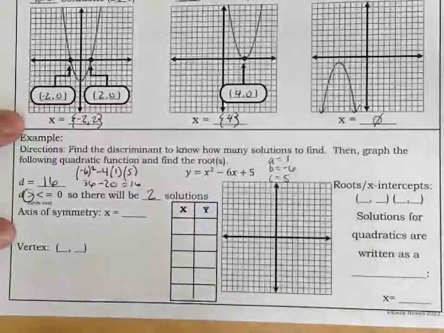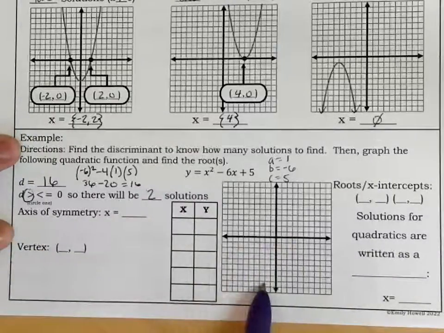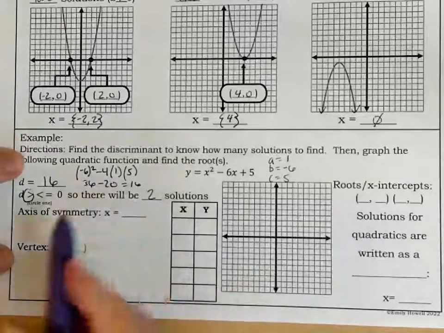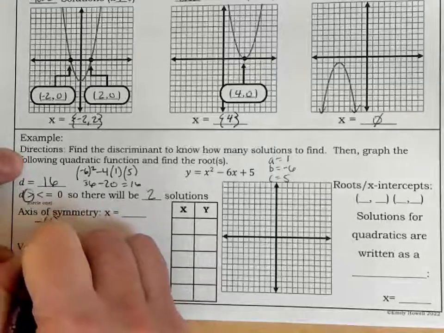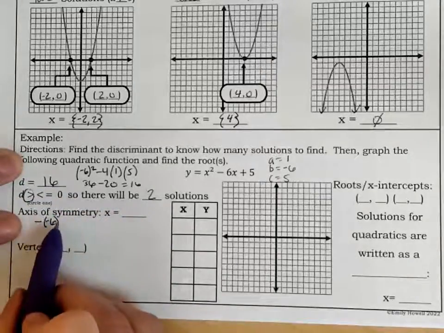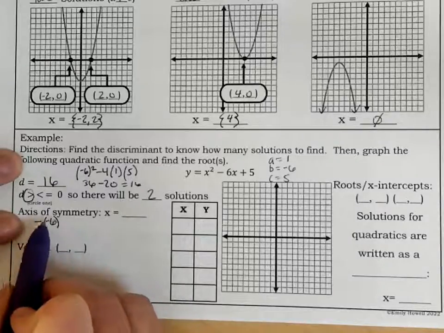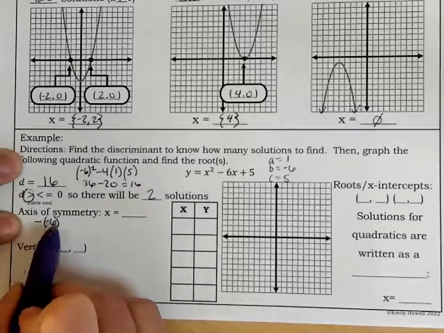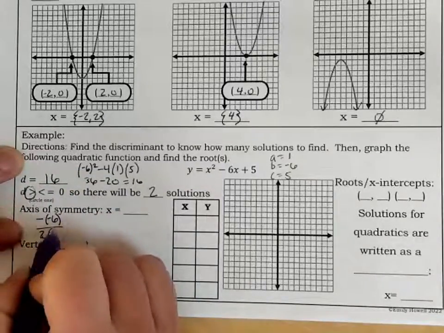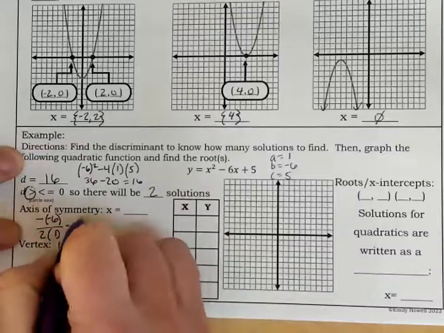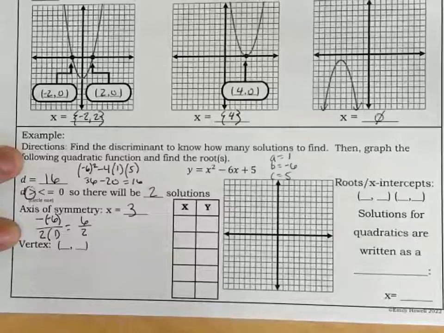Okay. So now we need to find our axis of symmetry and our vertex so that we can plot the points on our graph and graph this problem. So we're going to do the axis of symmetry. We have negative b, and our b value is negative 6. So remember, our value of b is negative 6, but the formula is negative b. So that negative here is from the formula. This negative is from the value of b. Divided by 2 times a. In this case, a is 1. So we end up with 6 divided by 2, which is 3. So our axis of symmetry here is 3.